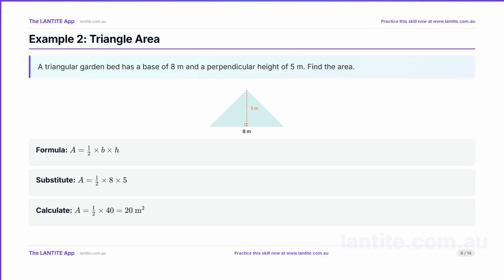A triangular garden bed has a base of 8 meters and a perpendicular height of 5 meters. Using the formula, A equals 1/2 times base times height. Substituting in 1/2 times 8 times 5. 8 times 5 is 40, and half of 40 is 20. The area is 20 square meters. Notice how I emphasized perpendicular height. This is the measurement straight up from the base, not along the sloped side.